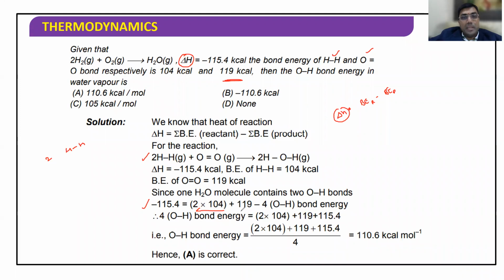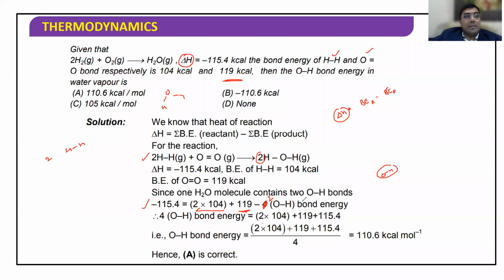Okay. Now products. How many products? What is formed here? 2 H2O. 2 OH bonds are formed. Agreed? So it is not 4 here. It is 2 OH bonds formed. Clear or not? You have to find this OH bond energy. That is the only unknown. Am I clear?